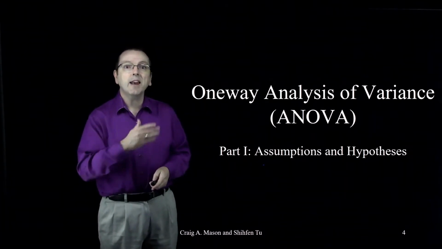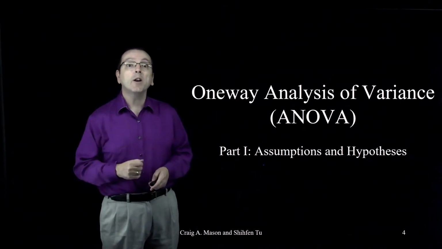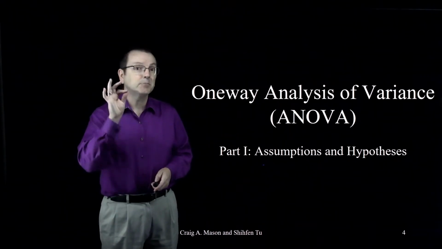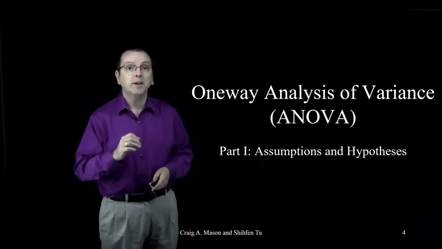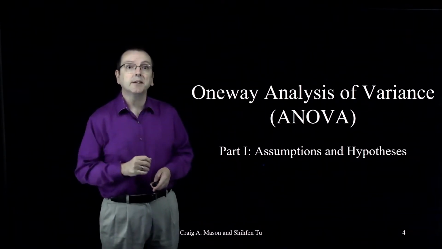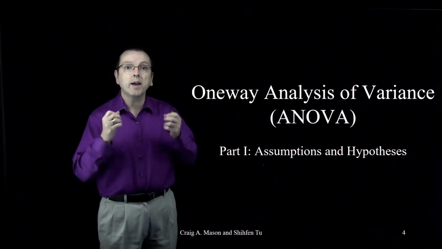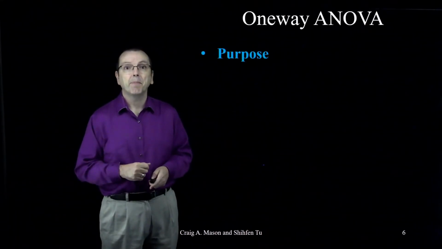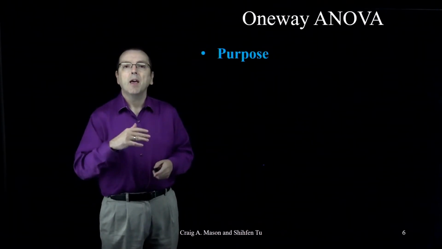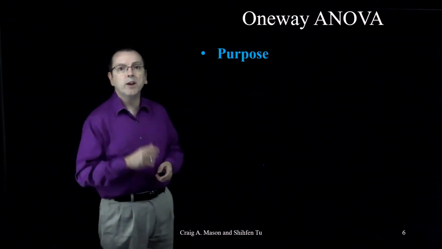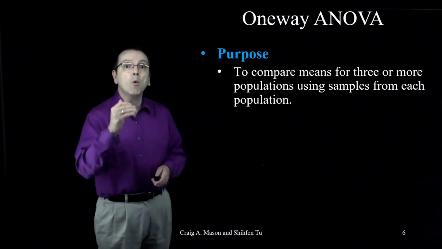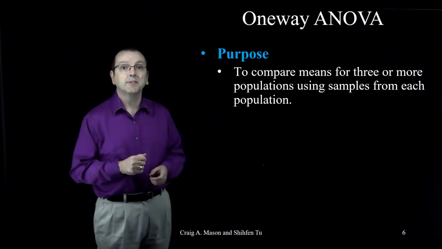This is where the analysis of variance, or ANOVA, comes in. For now, we're focusing on a specific type of ANOVA, the most basic, that's called a one-way ANOVA because it involves a single predictor variable. So the purpose of a one-way ANOVA is to compare the means for 3 or more populations.